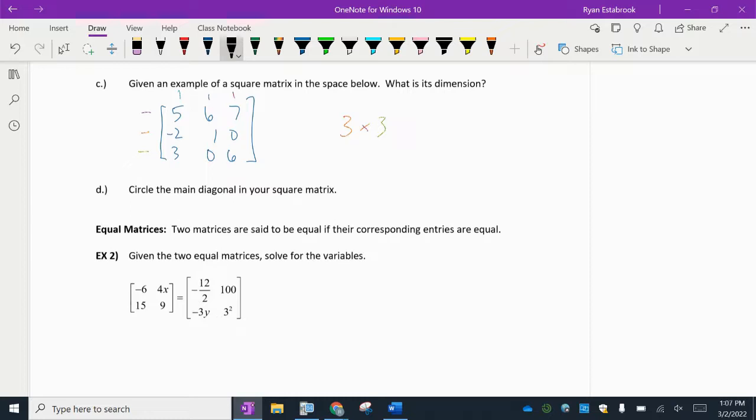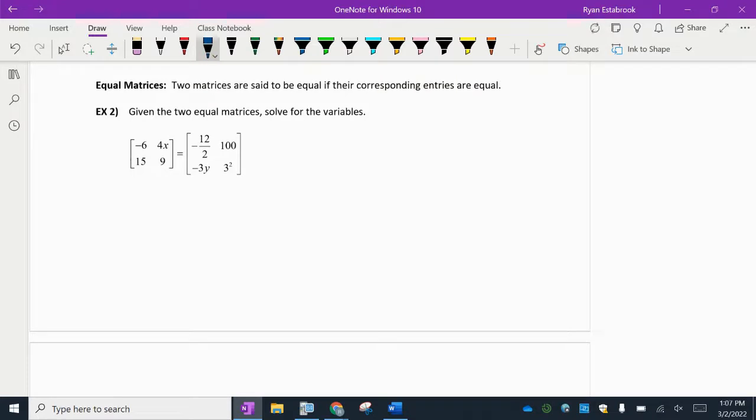Question D is a follow-up to this one. It says to circle the main diagonal in your square matrix. So a main diagonal, only in a square matrix, goes from upper left down to lower right. It's going to look something kind of like that. So a little bit of terminology here. Square matrix, same number of rows as columns, and the main diagonal is the one that goes right down the middle from upper left to lower right.